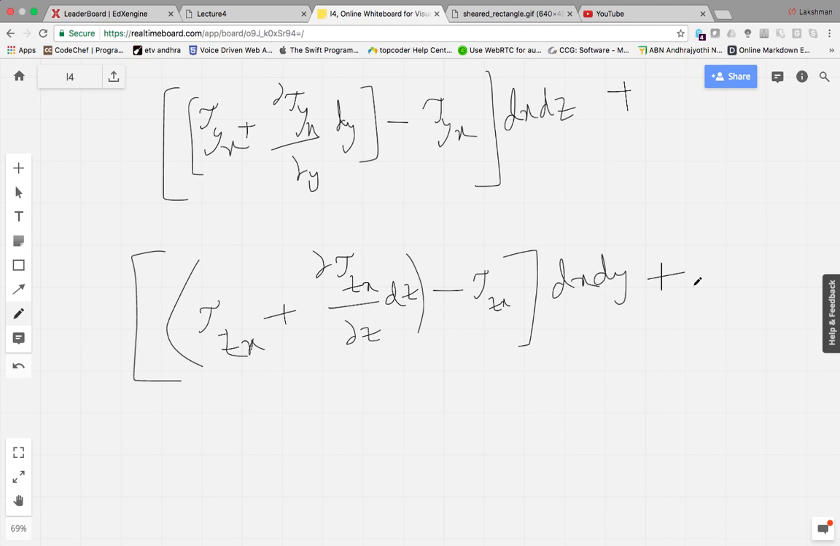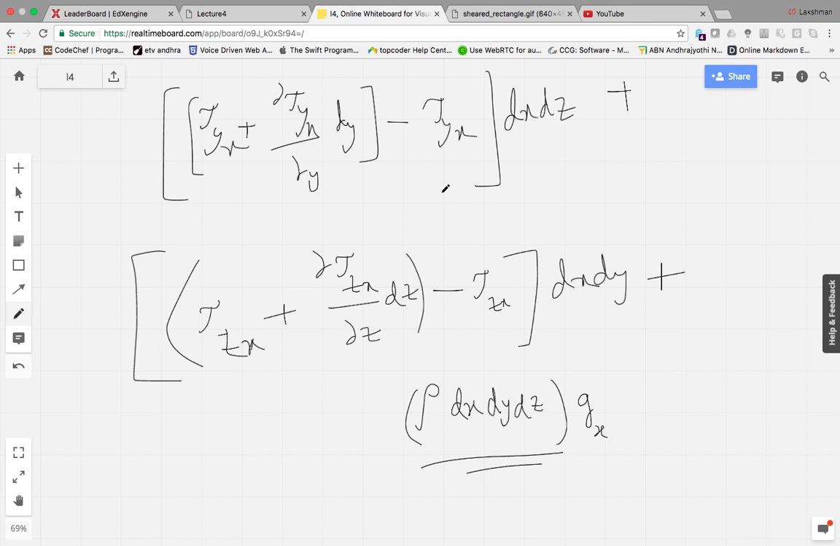So g is acceleration due to gravity, and what is the mass for this particular element? Mass of this particular element is density multiplied by volume, dx dy dz, multiplied by acceleration due to gravity g. Assume we are in some 3D space, and this acceleration due to gravity has x, y and z components, and this is the x component because we are only trying to write x components. So this is the body force.